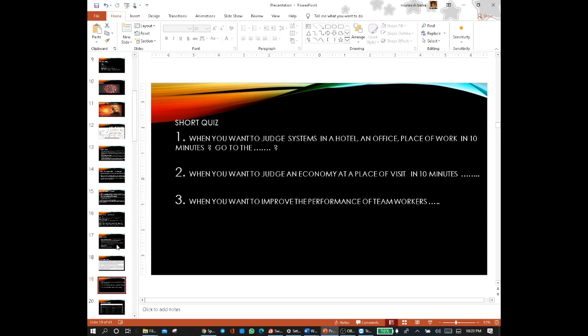The second one is, when you want to judge an economy at a place of visit or in a city in 10 minutes, how would you be able to do it? What is the way to check it? And when you want to improve the performance of team workers, what do you do? What is your approach? What is the manner in which you can really help in improving the performance?